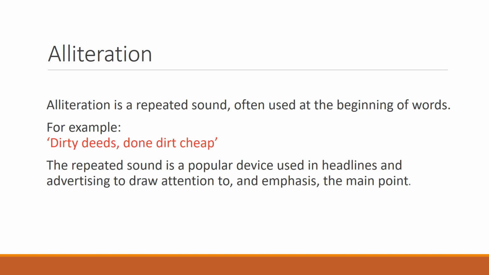The first persuasive technique we'll look at is one you probably know already and remember from last year when you learnt it in year 7, but I'm hoping this will be a bit of a refresher for you. Alliteration is the repeated sound, often used at the beginning of words. The example on the screen is "dirty deeds done dirt cheap", which repeats the sound "d". It's catchy and memorable, and you often see this persuasive technique as a headline in a newspaper article.